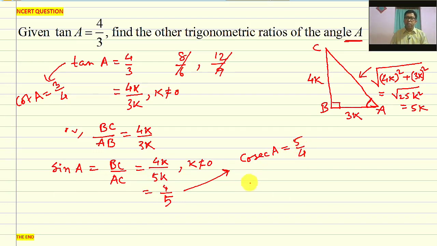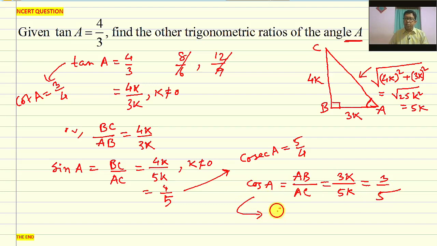Last one is cos of angle A. Cos of angle A is equal to, from this figure, AB upon AC, the adjacent side divided by the hypotenuse. AB is equal to 3k and AC is equal to 5k. You cancel k and you will get 3/5. So cos A is equal to 3/5, and from this you are getting sec of angle A is equal to 5/3.